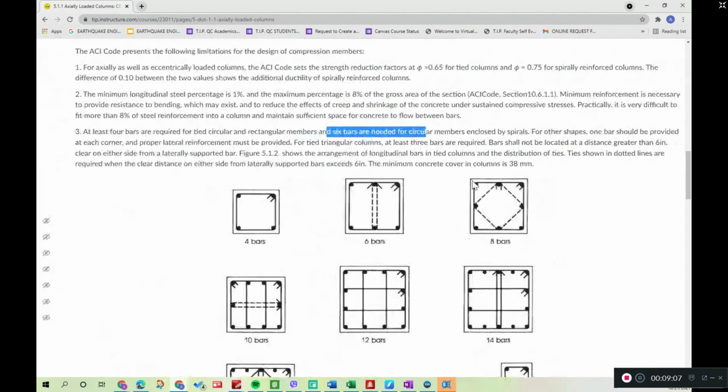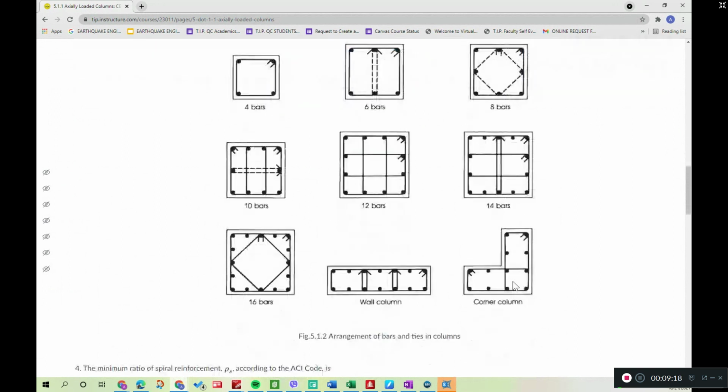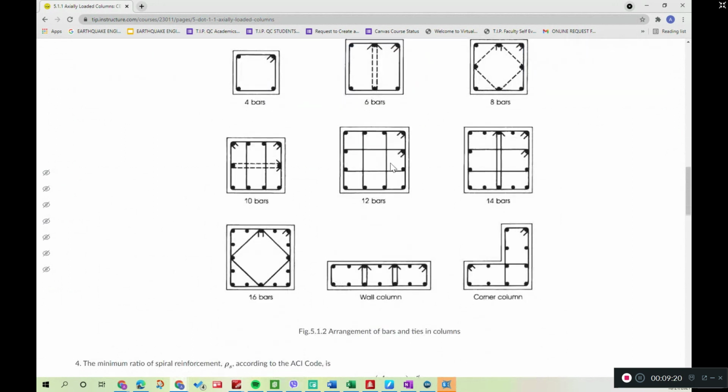The minimum concrete cover in a column is 38 millimeter. So you have 4 bars, 6 bars, 8 bars, 10 bars, 12, 14 bars. Then I think this is necessary. Why is this necessary? Because you cannot maintain the core. If this one is not there, you will not put the tie. This one is for a seismic resistant column, so you have to put that.